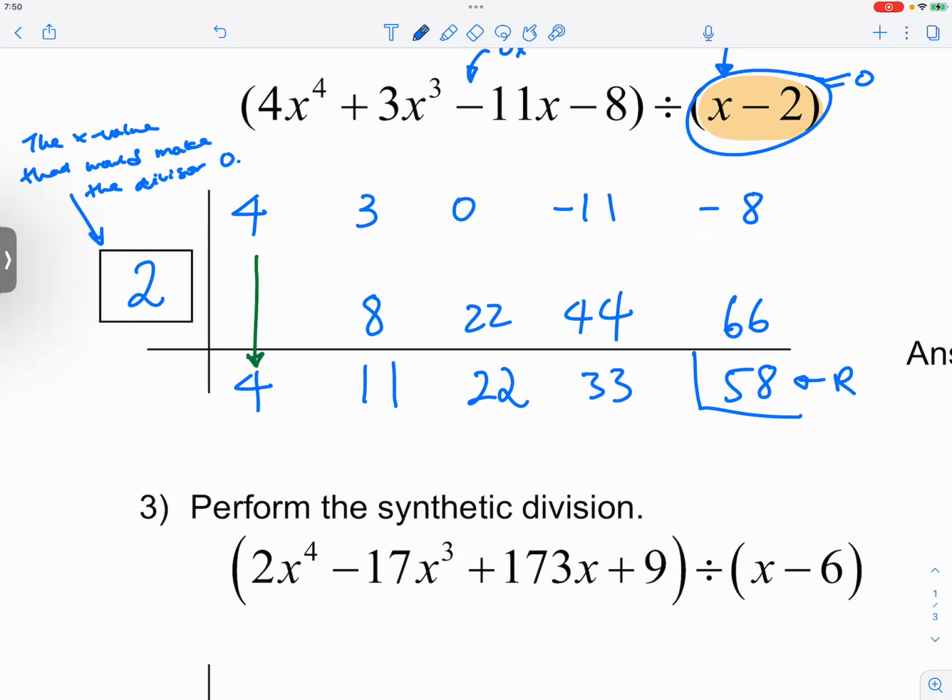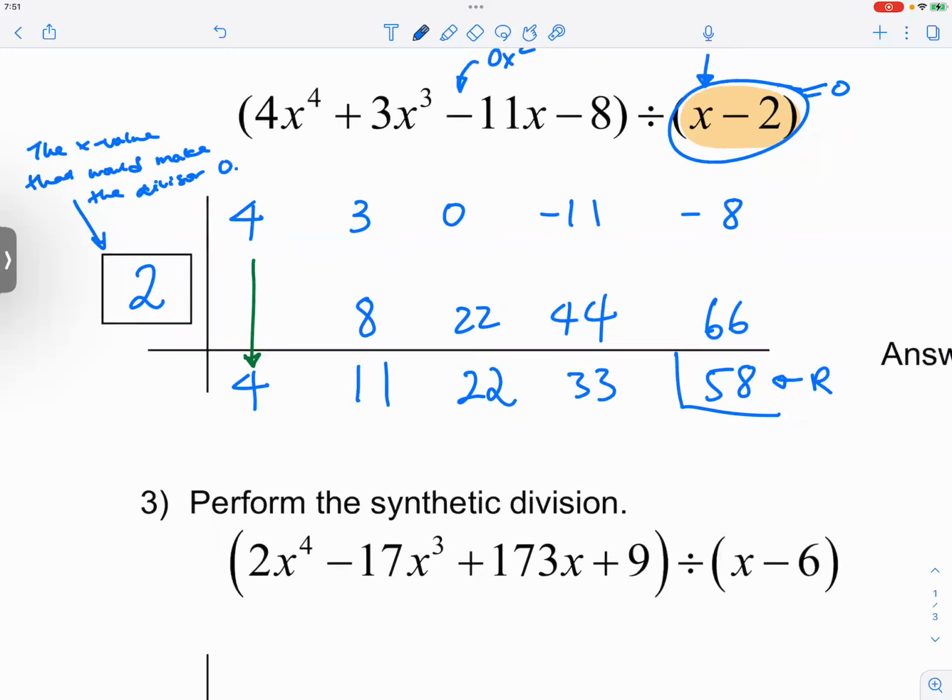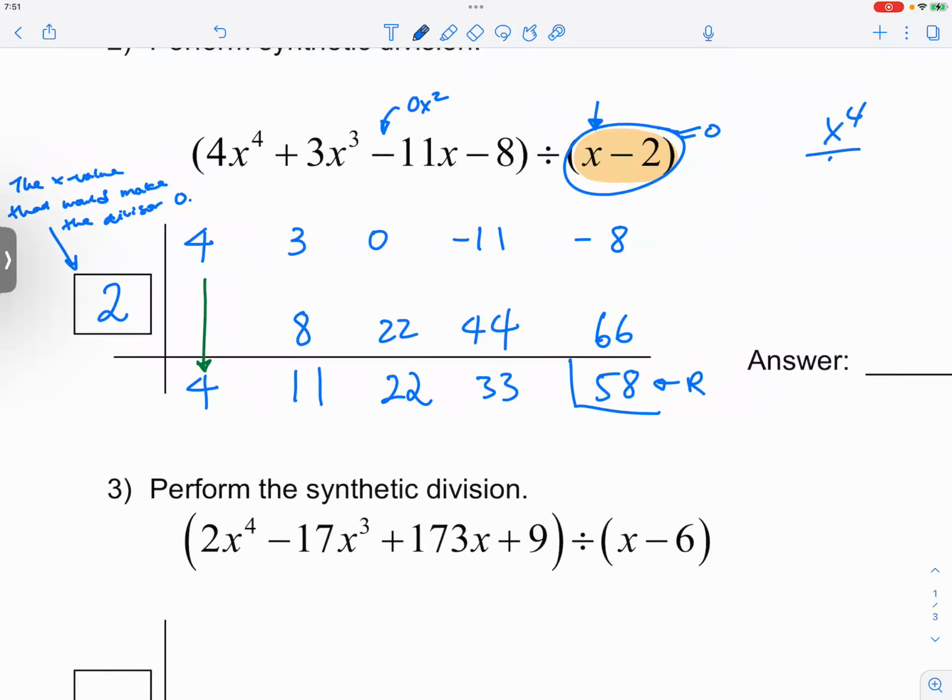So now we got a bunch of numbers right here. What does it mean? What do we do with these numbers? Now, let me ask you a quick question. What's x to the 4th divided by x? X to the 4th over x is x to the what power? 3rd power, right?